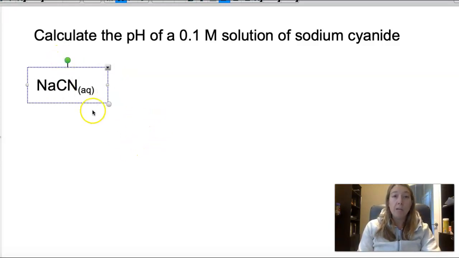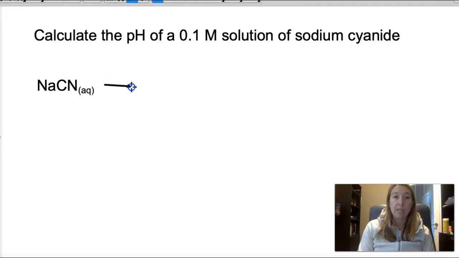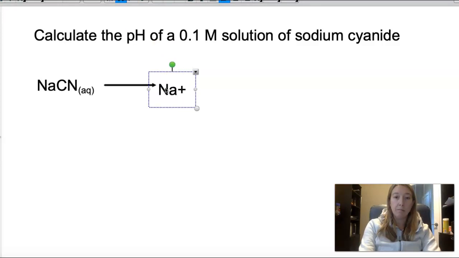Okay, so we have sodium cyanide. It is an ionic compound. Because it's an ionic compound, it is going to dissociate, right? When this dissociates, it's going to give us a sodium ion, along with a cyanide ion.